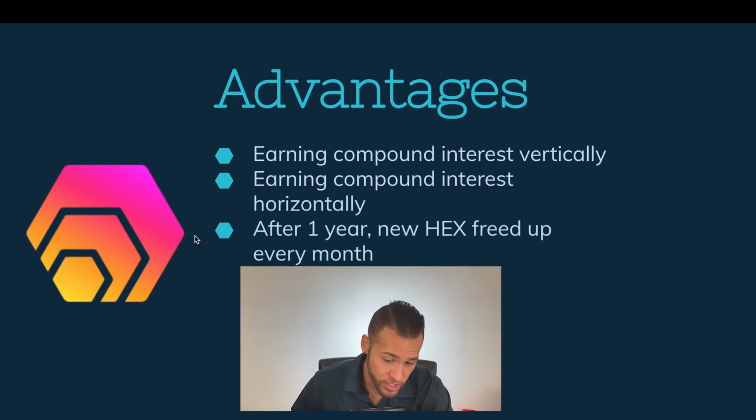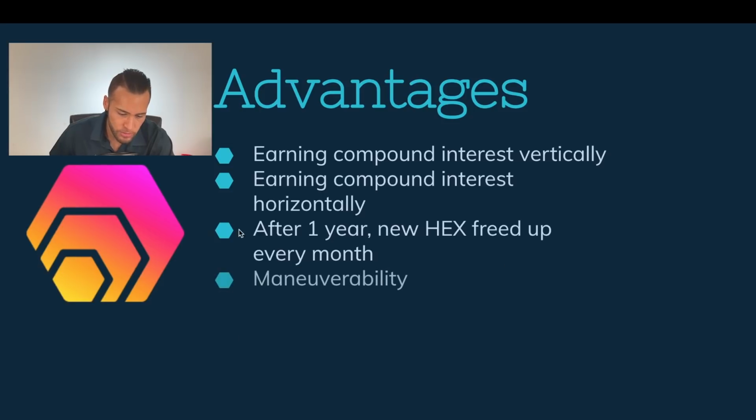Another advantage is after 1 year, your new HEX is freed up every single month. Now, why was that an advantage? Because let's say that the bull market takes place in a January or February or March or April. Maybe there's volatile price action in that time. Now, if you only have a 1 year staking ladder, you're subjecting yourself to market volatility when you don't necessarily need to. By doing it on a monthly basis, that gives you more HEX to be freed up, and that gives you maneuverability. Maneuverability means you're able to pivot and make decisions based on the market conditions at the current time. You can do this 12 times per year.